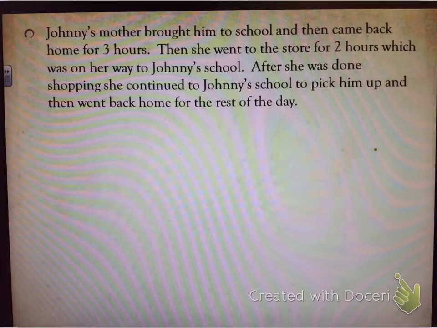Looking at this scenario, Johnny's mother brought him to school and then came back home for 3 hours. Then she went to the store for 2 hours, which was on her way to Johnny's school. After she was done shopping, she continued to Johnny's school to pick him up and then went back home for the rest of the day.